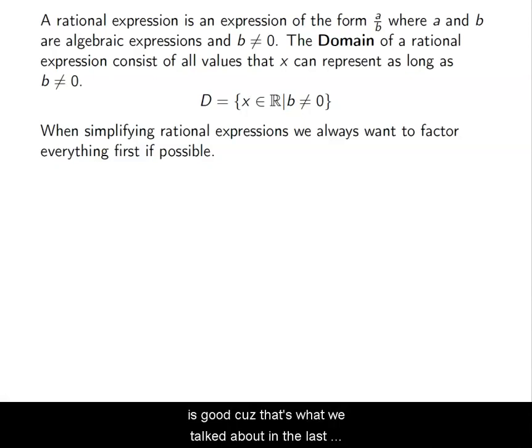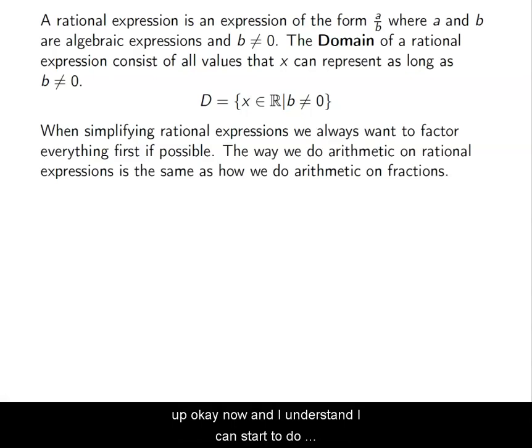So when we're simplifying rational expressions, we always want to factor everything first, okay? Which is good because that's what we talked about in the last section. So whenever you run across a rational expression, so polynomials in the numerator or denominator, just factor everything. If you have no other idea of how to get started with the problem that you have before you, just factor everything, right? And then something will show up and be like, oh, okay, now I understand I can start to do X, Y, or Z, right?